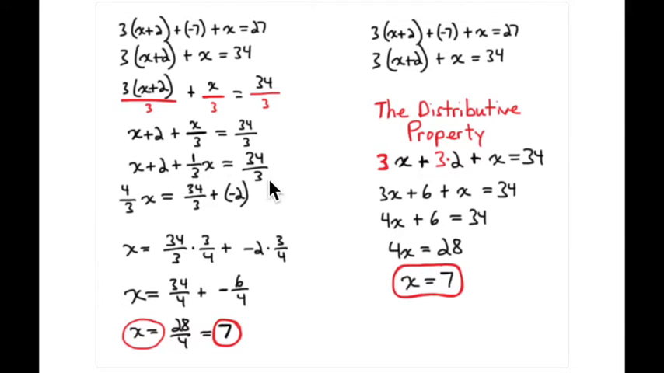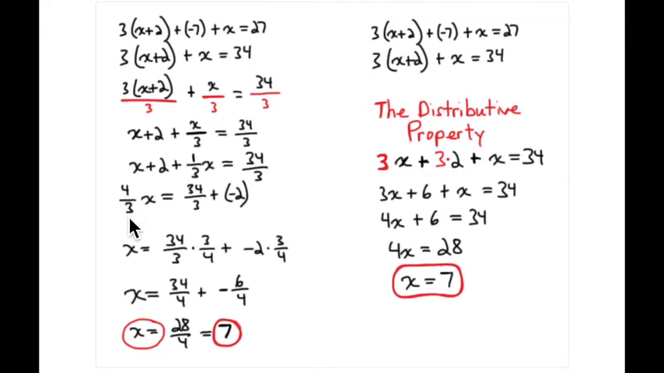I'm going to also have to add that additive inverse to this side. So that's where that negative 2 comes from. So 34/3 plus negative 2. Now, 3/4 of 4/3 is 1. So think about that for a second. I'm going to multiply by the multiplicative inverse of 4/3, which is 3/4.